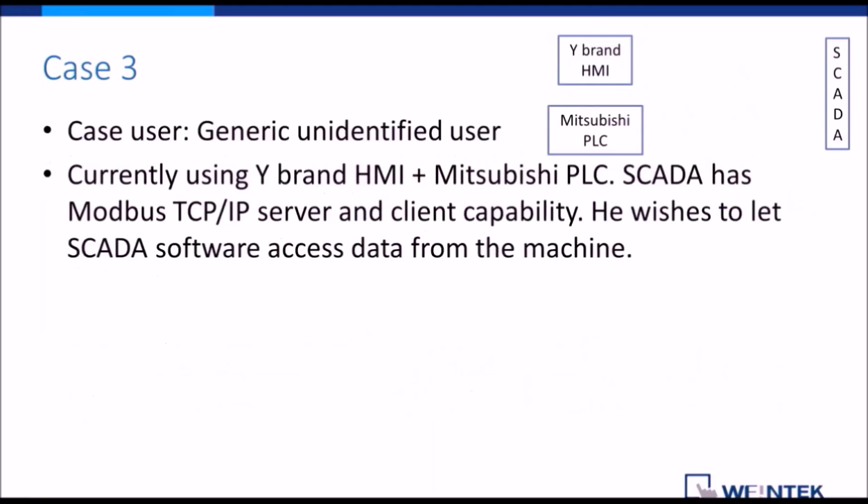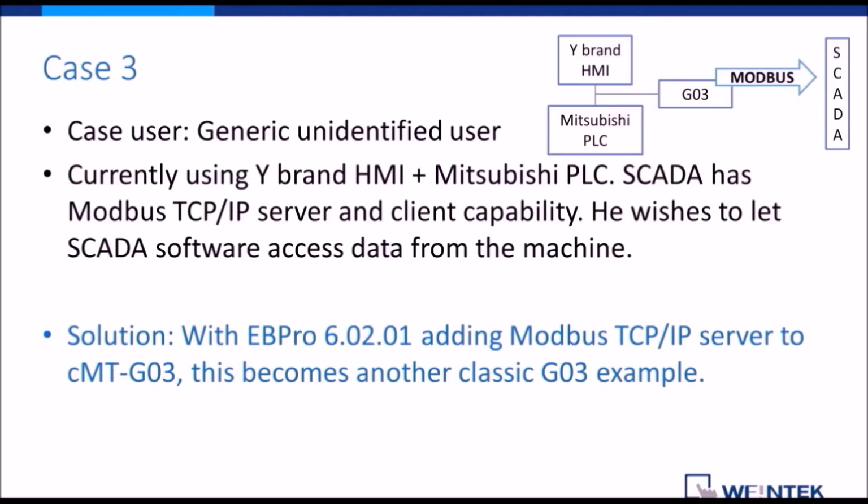And let's look at case number three. This case comes from an end user. This end user uses another brand of HMI, different from case one, with a Mitsubishi PLC, and it currently has SCADA software. The included package has only Modbus server and client capability, and the software accesses data from the Mitsubishi. So this is again another classic example of GO3's application.